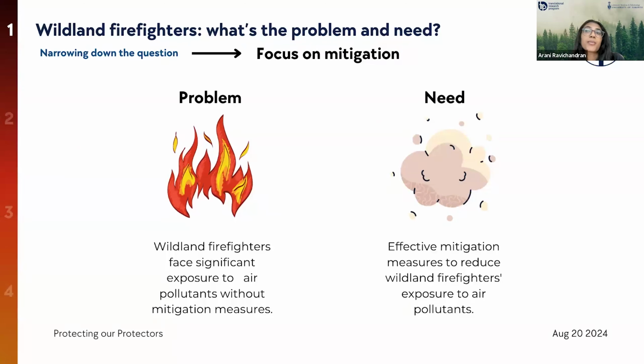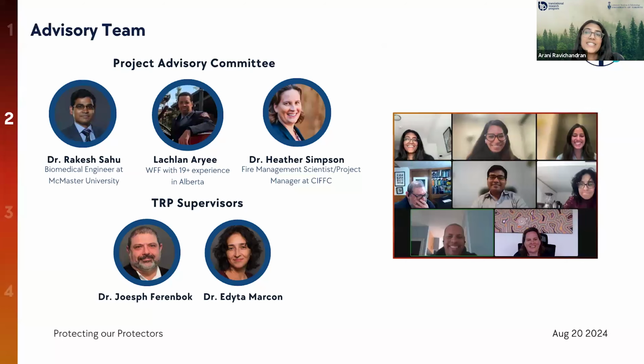So to come to the problem and need statements, the problem is that wildland firefighters face significant exposure to air pollutants without mitigation measures, and the need is for effective mitigation measures to reduce wildland firefighters' exposure to air pollutants. So on to our study.